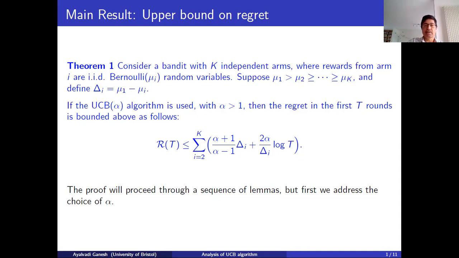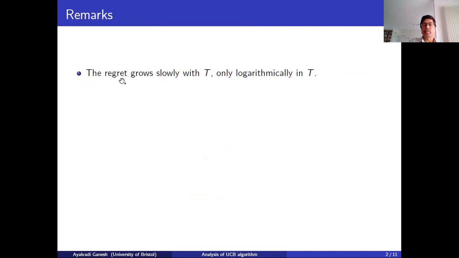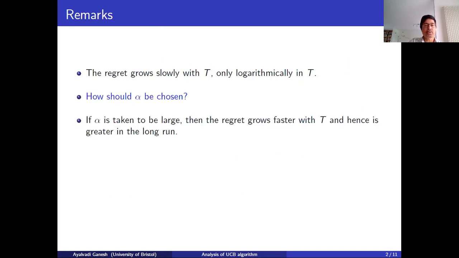So let's discuss this in a bit more detail. So a few remarks. As I already mentioned, the regret grows with t, but it grows very slowly and only logarithmically in t. So compared to the naive heuristic we looked at, where the regret grows linearly in t, the UCB algorithm is extremely good. That's the first observation. And then we want to think about how to choose alpha. And we saw already that if we take it too big, then that's a prefactor on log t, so it grows quickly, and we don't want that.